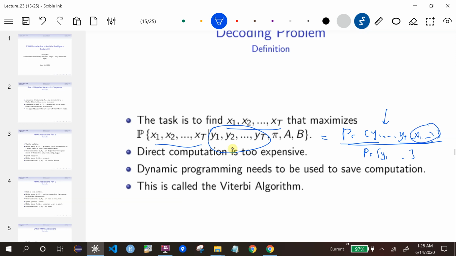We can try all possible variations of these axes. So try all combinations. But that would take very long, even if we only have like 0 and 1. And if we have more than 0 and 1, this will take a long time to compute all of these probabilities. So we are going to use some kind of trick using the fact that they are forming a sequence and they are related in some special way. So we will use something called dynamic programming.